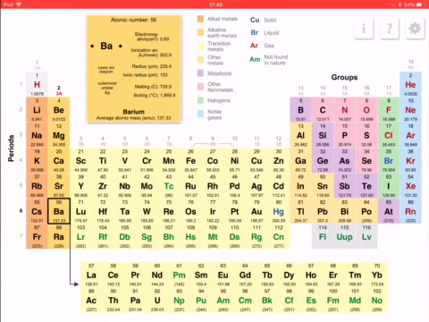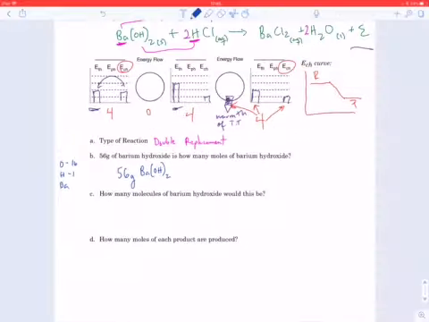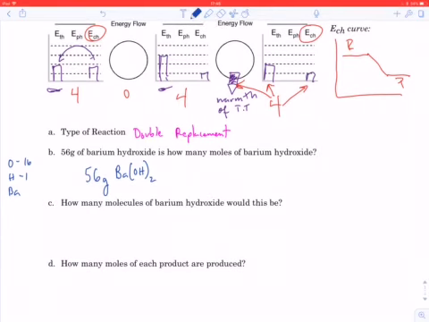and my barium is, let's check over here, 133.3. But keep in mind that 2 is distributed, so this is 16 times 2, 1 times 2, and 133. That's going to give us a total of 171.3 grams of barium hydroxide in 1 mole.